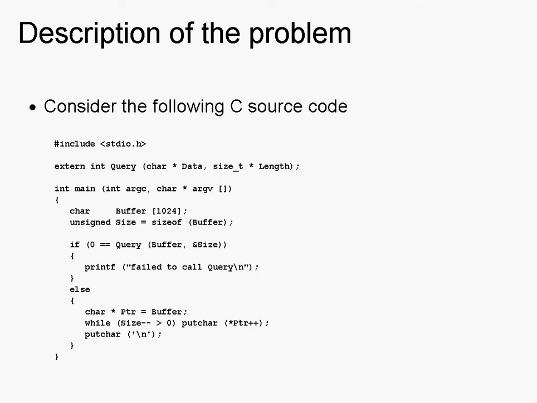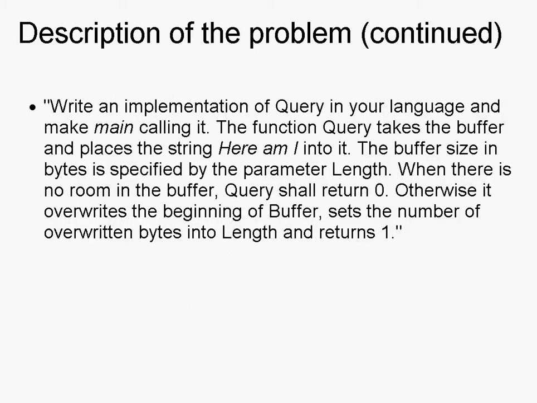Consider the following C source code. Write an implementation of query in your language and make main calling it. The function query takes the buffer and places the string "here am I" into it. The buffer size in bytes is specified by the parameter length. When there is no room in the buffer, query shall return 0. Otherwise, it overwrites the beginning of buffer, sets the number of overwritten bytes into length, and returns 1.